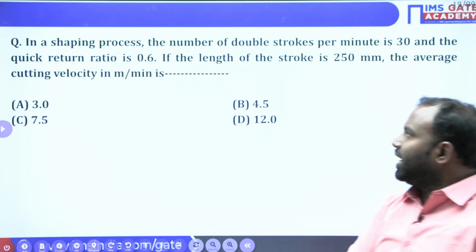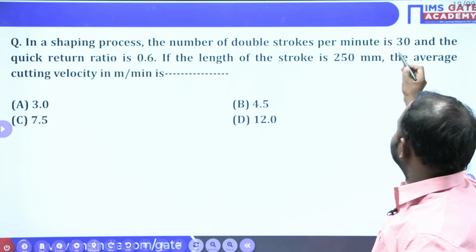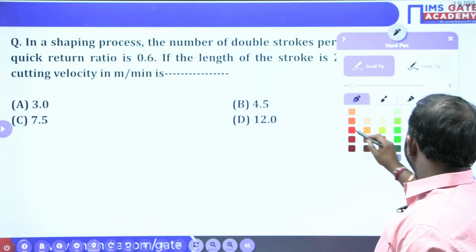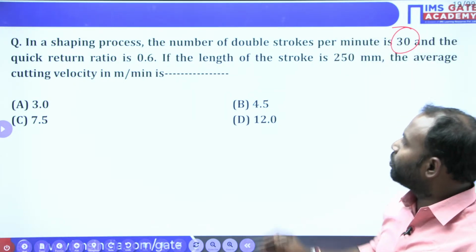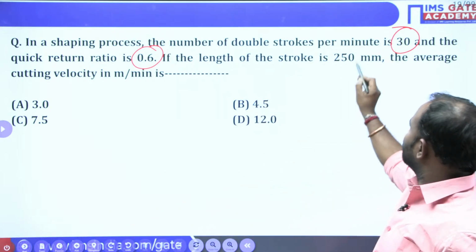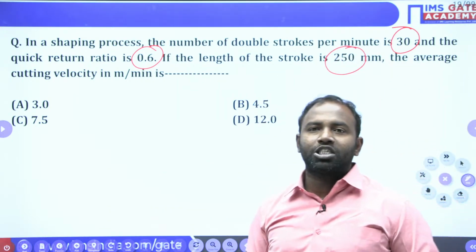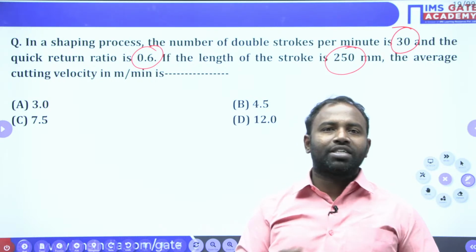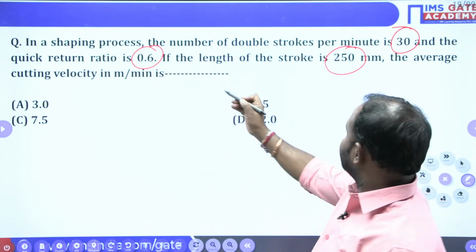Right. Now, in the shaping process, the number of double strokes per minute is 30. And the quick return ratio is 0.6. If the length of the stroke is 250 mm, the average cutting velocity in meters per minute is. You have to calculate. So, what is given in the problem?